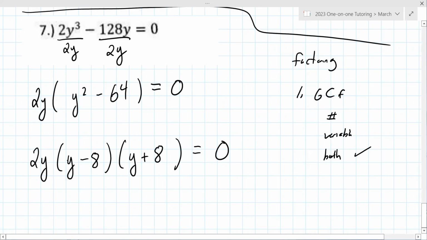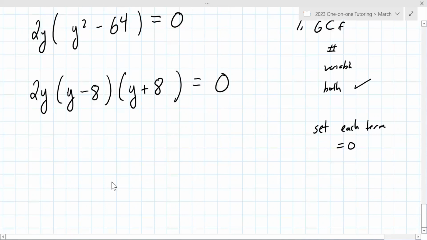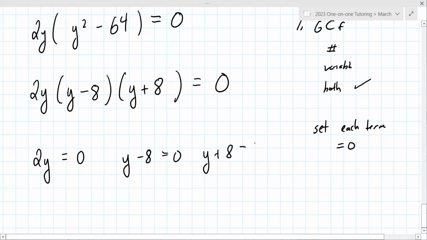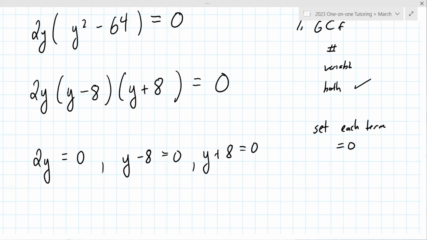Yes. Very good. Now this is very important. You set each term, so terms have a variable in it, equal to 0. So in this problem, you're going to set 2y equal to 0, y minus 8 equal to 0, and y plus 8 equal to 0. And you have to solve all three of those. So you're going to have 3 answers when you're done here. So go ahead and work that out. Let me know what you come up with.